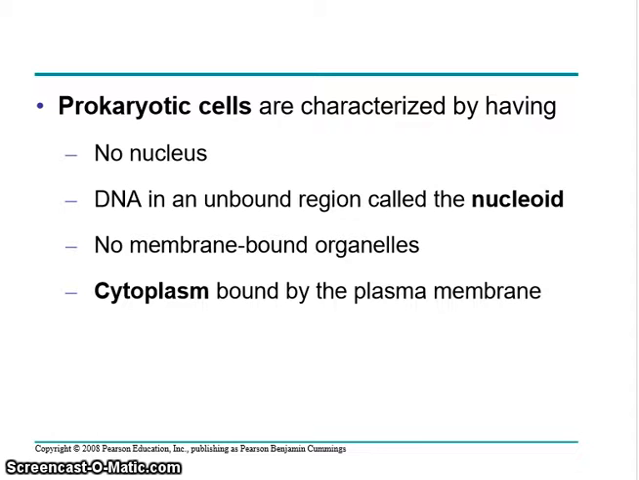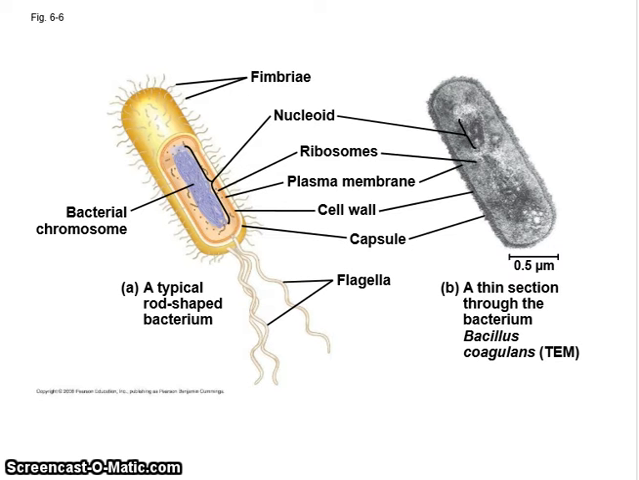Prokaryotes, on the other hand, have no nucleus. They have DNA, but it's not in a nucleus. It's just kind of floating around in an area that we call the nucleoid region. They have no organelles, and like we said, their cytoplasm is inside, bound by the plasma membrane. They're typically smaller than a eukaryotic cell, and they typically look something like this.